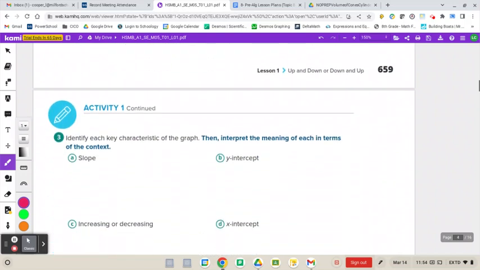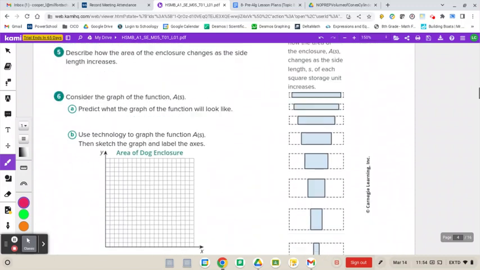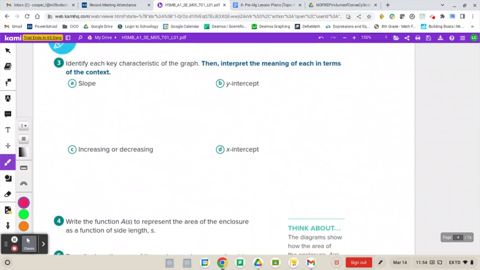Here it says describe the domain. We kind of already did that. All right, here we go. This is where things get a little crazy. And this is on page 666. Let's do the easy part first. We talked about the y-intercept already, and we said that was 0, 100, correct?